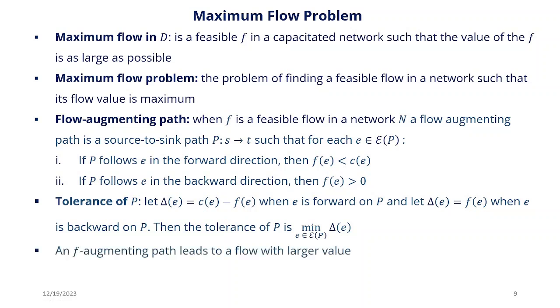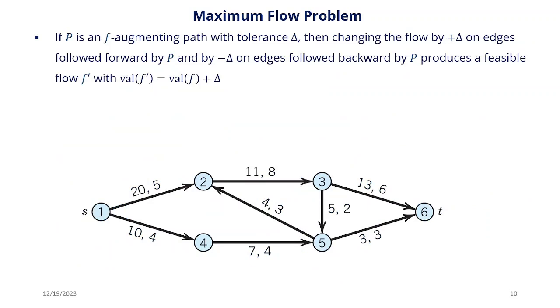So a flow augmenting path leads to a flow with a larger value. The tolerance is positive and the amount increases the flow value. If P is a flow augmenting path with tolerance delta, then changing the flow by adding delta on edges followed forward by P, and then subtracting the tolerance on edges followed backward by P, produces a feasible flow F prime whose value is val F plus delta. We see an example and it will become clearer.